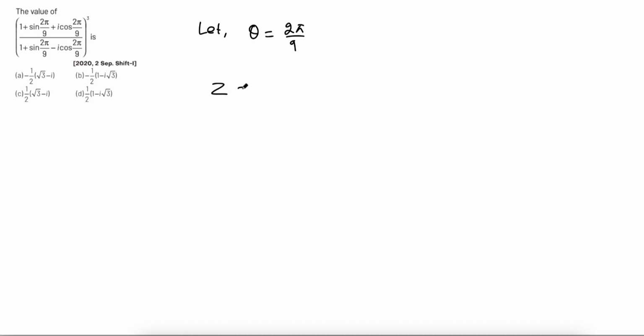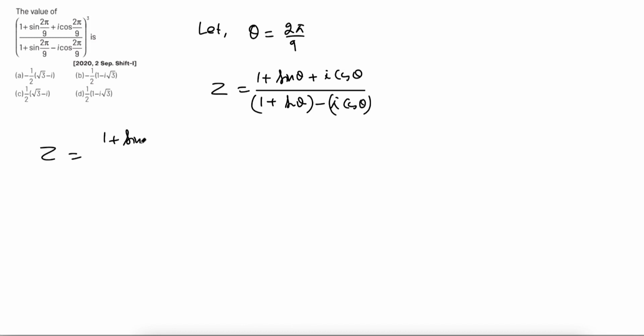So we'll assume z equal to, I'm assuming this is z, (1 plus sine theta plus i cos theta) divided by (1 plus sine theta minus i cos theta). Now it looks simple. Correct? So easily you can understand that we are going to do rationalization and multiply by the conjugate of this. So z equals (1 plus sine theta plus i cos theta) into the same thing, the conjugate of this. So this will become a whole square, and divided by, what is this going to become?